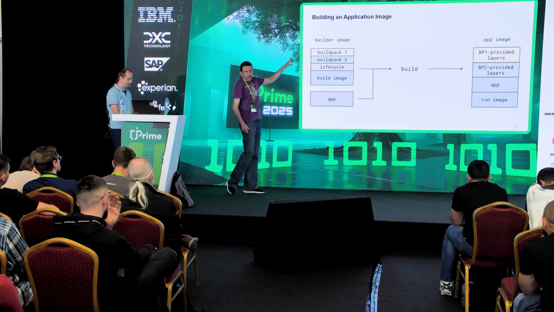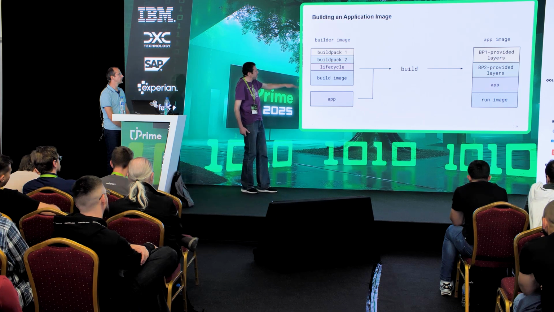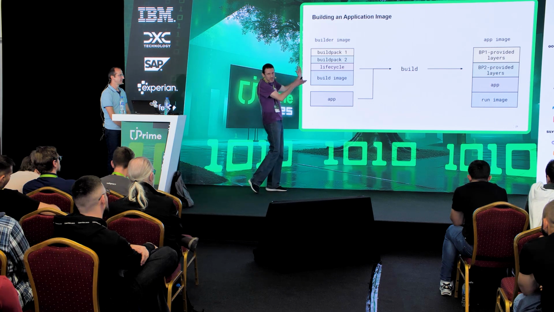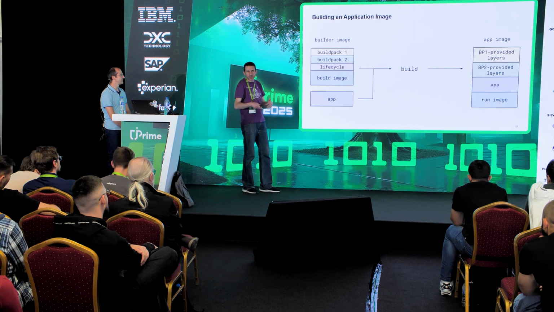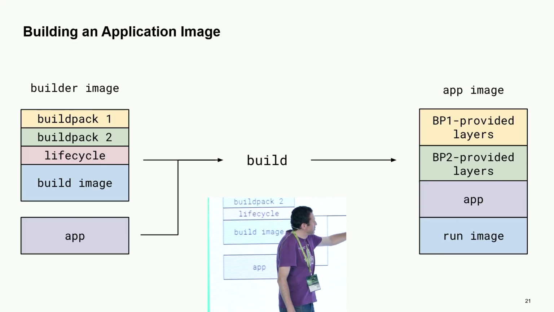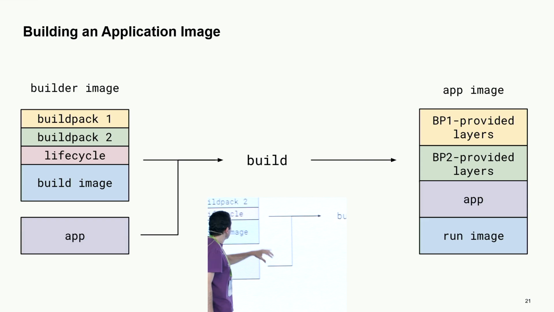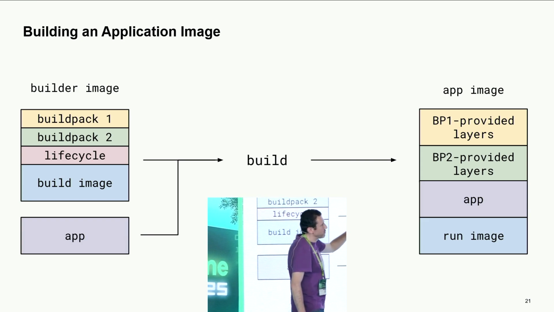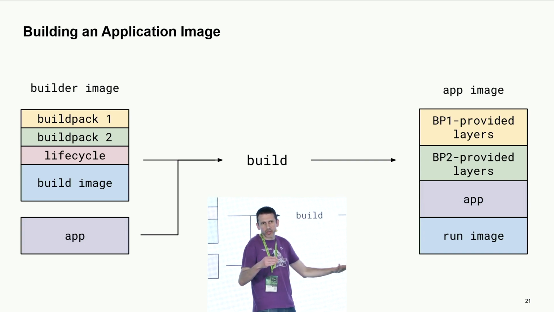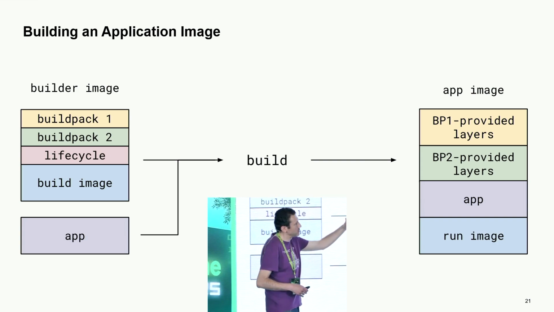So here is how building the application image works. Again, we have the builder image with the buildpacks, the lifecycle, and the build image. The build image is the environment. The builder image is the bigger thing that somehow collects all the players in the process. You have your app, and in the build step, the application image is generated. How? Each buildpack contributes whatever dependencies or configuration it finds into some kind of directory. And this directory at the end is assembled into a layer in the final application image.